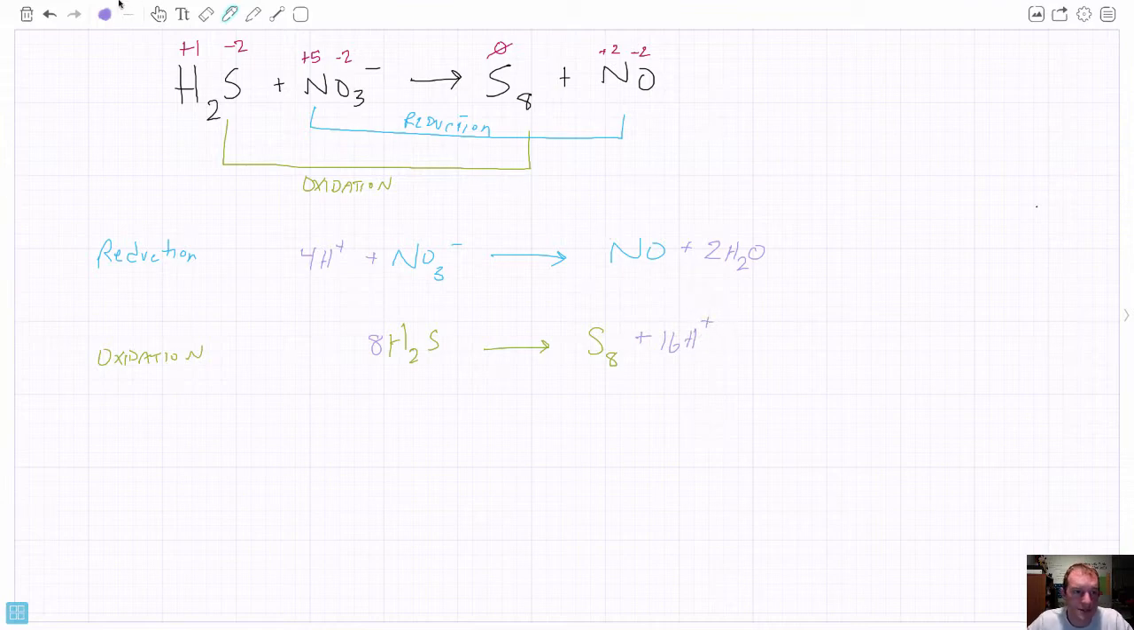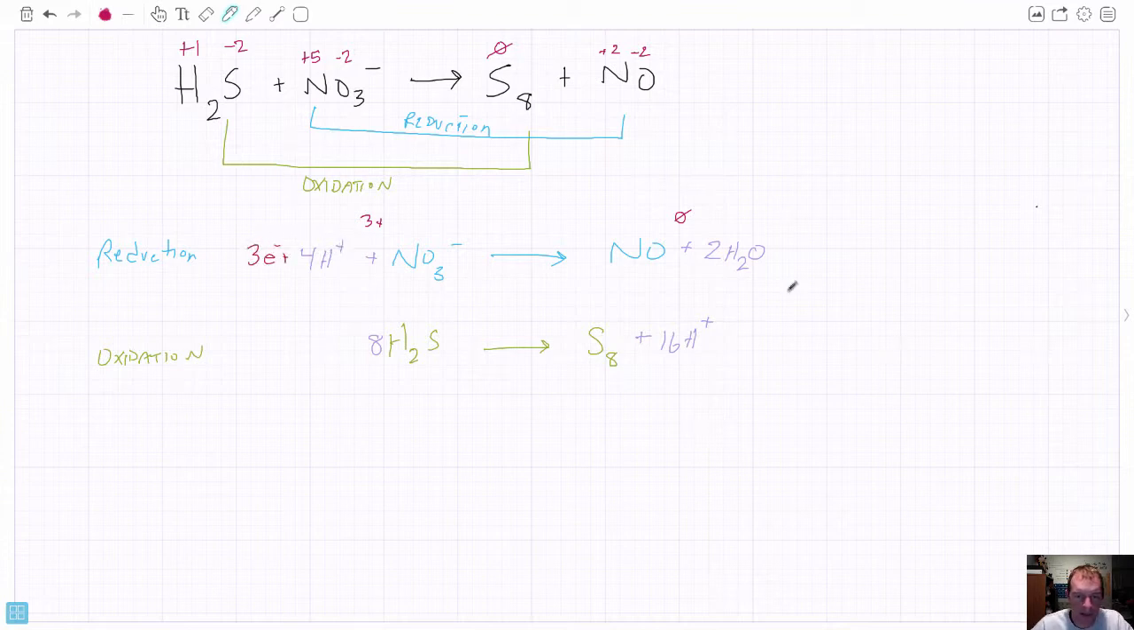All right, so now the next step we want to do is we want to go through and we want to balance our charge. So to balance the charge, we want to look at the total charge on each side of the reaction. For the reduction half reaction, we can see 4 pluses and 1 minus gives you a total of 3 plus. On the product side of the reduction half reaction, we have 0 charge here and 0 charge here for a total of 0. And so therefore, to balance the 3 plus with a 0, we're going to add 3 electrons on this side of the half reaction.